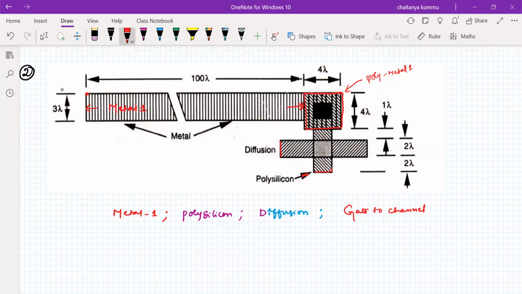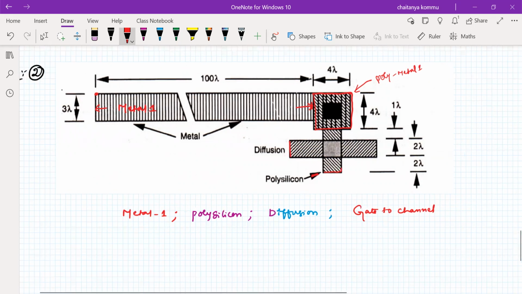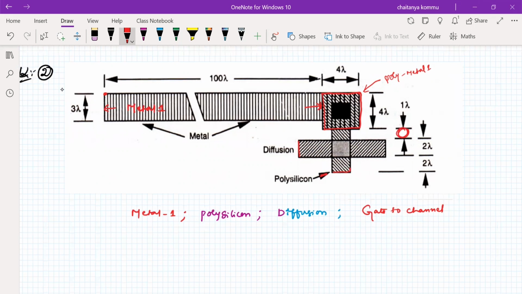First of all, I want to calculate the capacitance of the metal one, because I know the length and width of the metal one. So absolutely, I can find out. So I know the dimensions of the polysilicon to metal one and polysilicon. Polysilicon also, from here to here, you can observe there is one lambda. From here to here, two lambda. That means the dimensions of the polysilicon are also available. Metal one is available. Polysilicon is available. But you didn't find the dimensions of the diffusion.